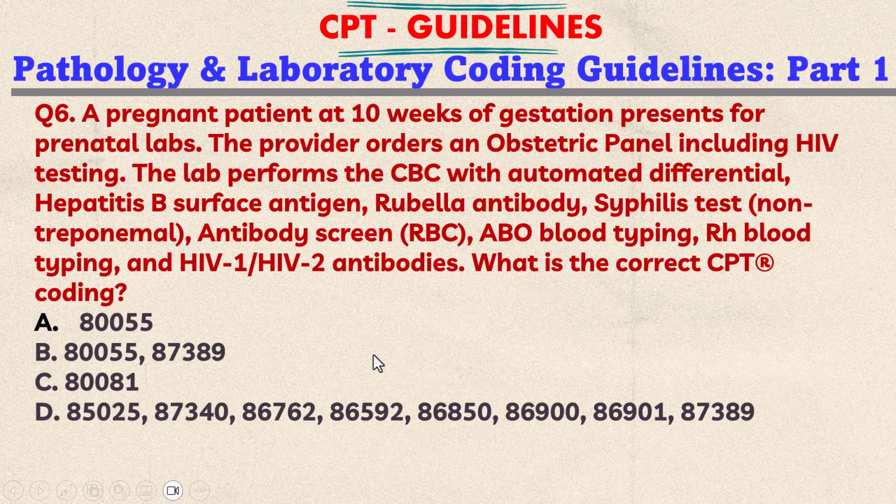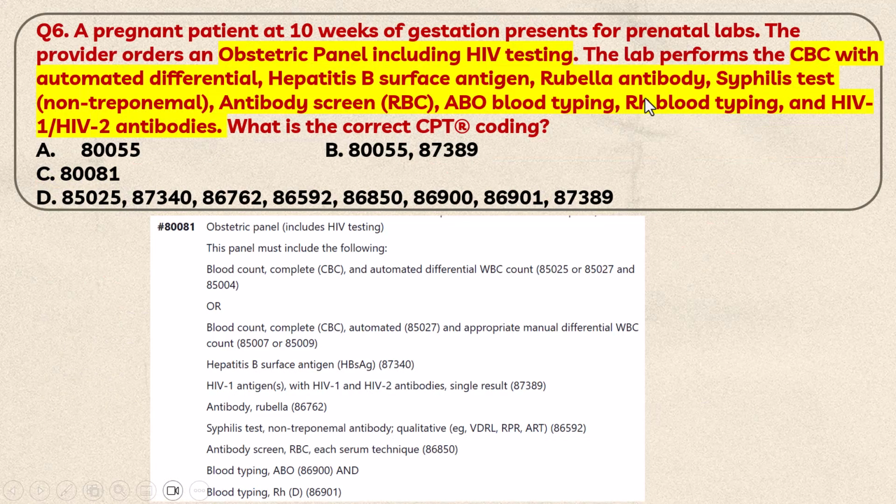Take your CPT code book and find the answer. So here you have to highlight this is the obstetric panel including HIV testing. So when you go to the obstetric panel including HIV testing, that is 80,081. You have to check all the codes are included here. If it is not included, then you have to code individually one by one.